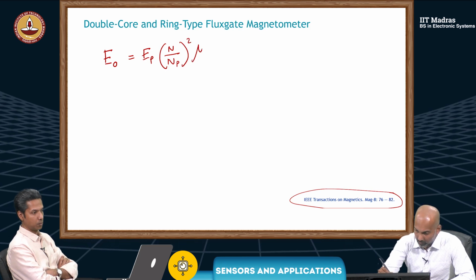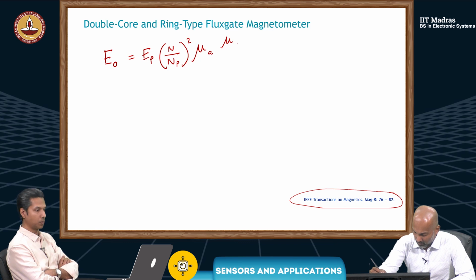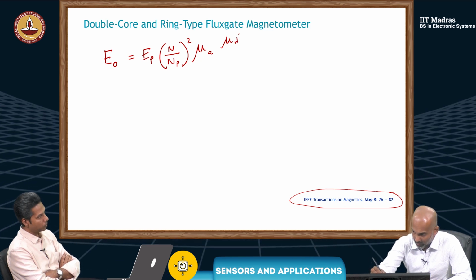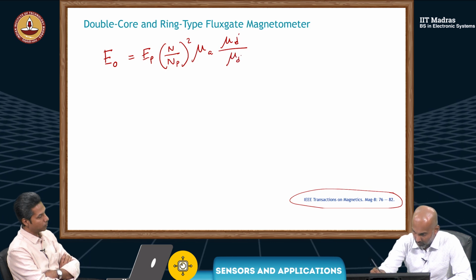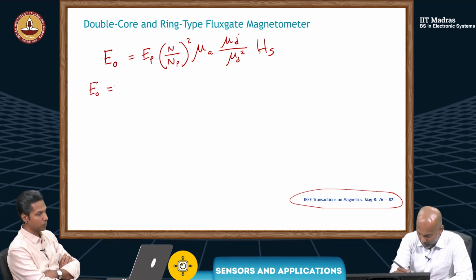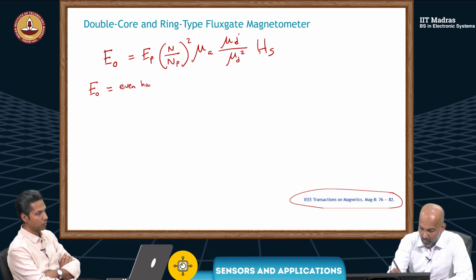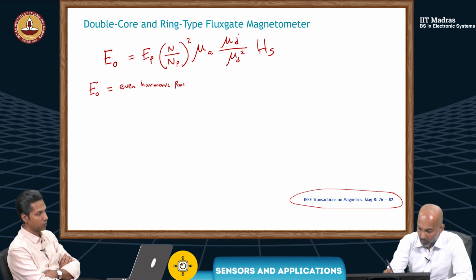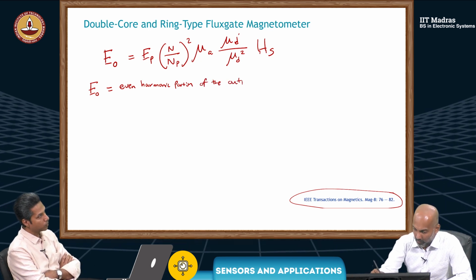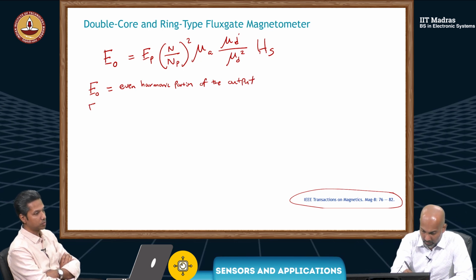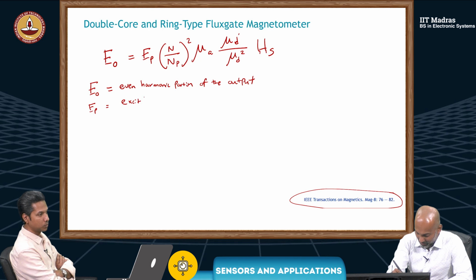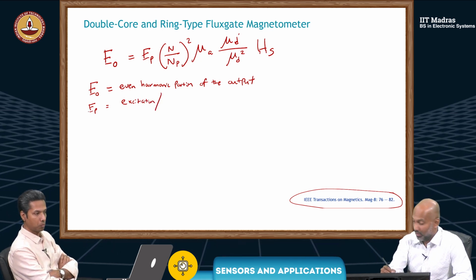So what have we learned so far? Here, if you look at this equation, E0 in this case is the even harmonic portion, or rather the second harmonic portion of the output. What is EP? I'm using exactly the symbol that they used in this paper, but that's the excitation, or the primary voltage.